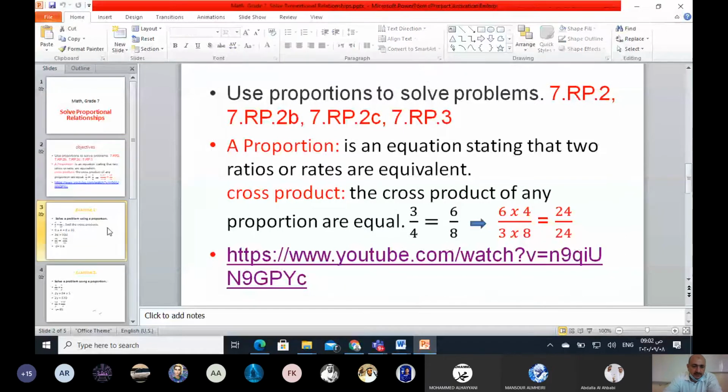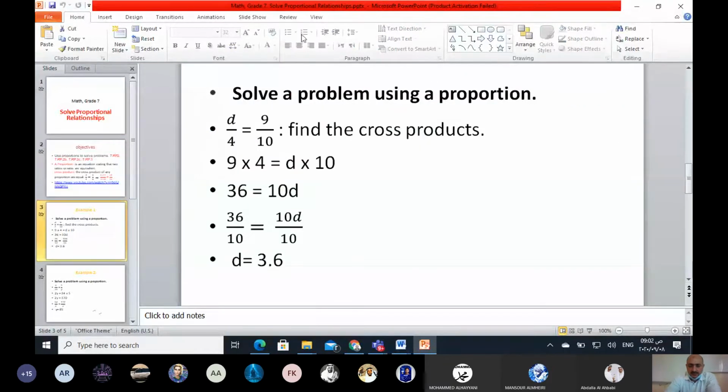Okay, listen to this example. The question now: solve a problem using a proportion. We have this proportion. What's the meaning of proportion? Equality between two ratios. When you have equality between two ratios, this is the first ratio and this is the second ratio. The name of this equality is a proportion. This is the meaning of proportion.